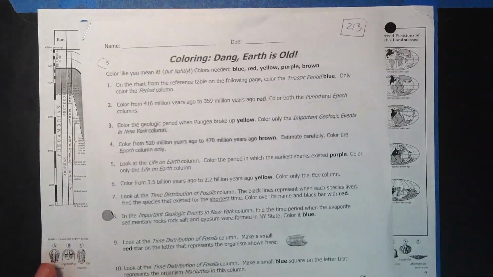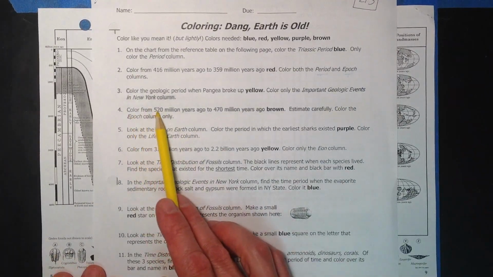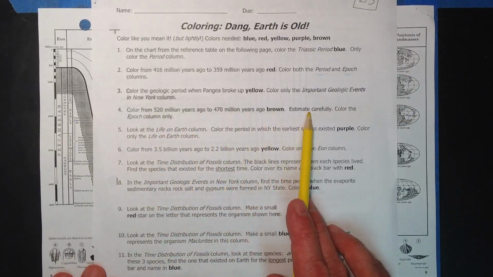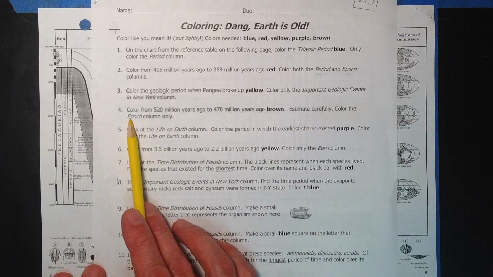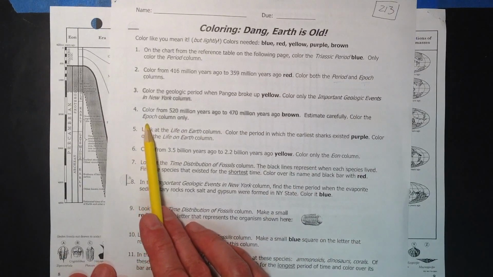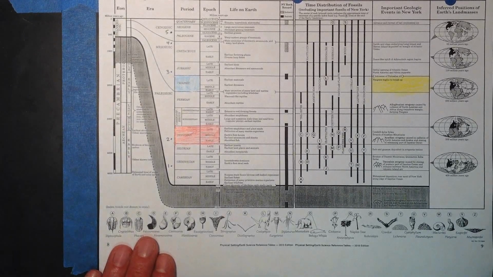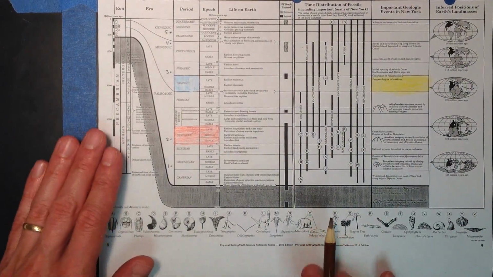Number 4 says color from 520 million years ago to 470 million years ago brown. Estimate carefully, and color the epoch column only. Epoch column only, 520 to 470. So this involves some estimating. What am I doing? I'm doing 520 to 470.